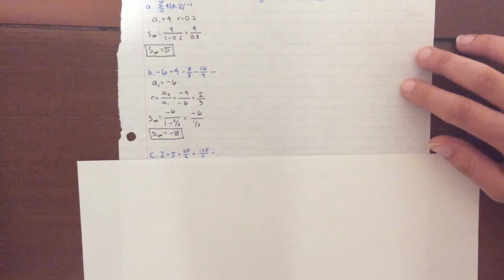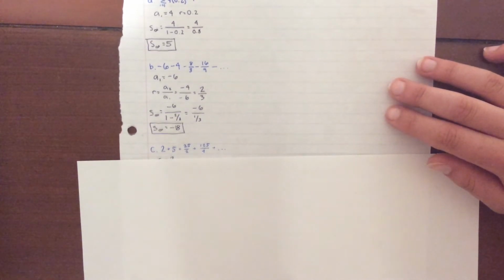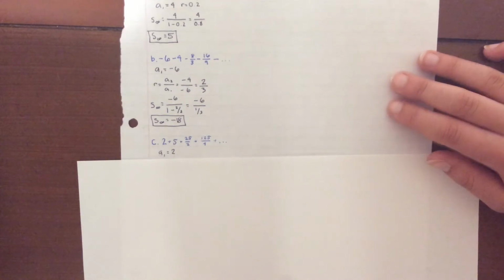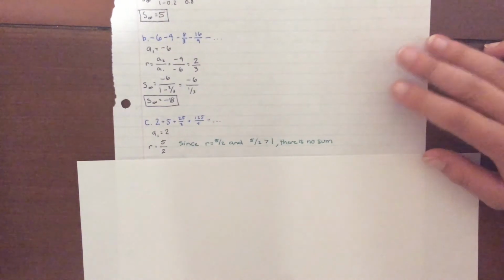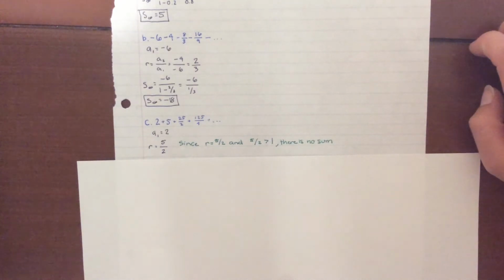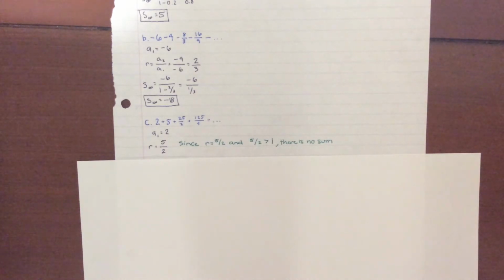Our third problem we have here, we would solve the same as B. So our A1 would be 2, our R would be 5 over 2. And since R equals 5 over 2, and 5 over 2 is greater than 1, there's no sum because the R is greater than 1. So that automatically means there will be no sum to the equation.